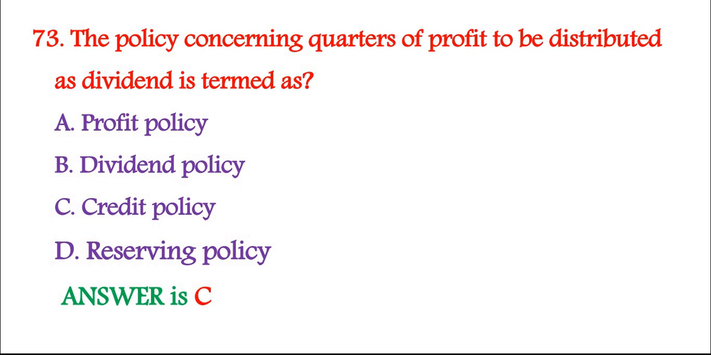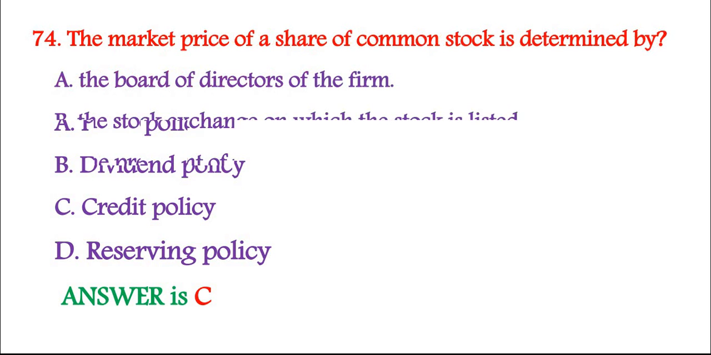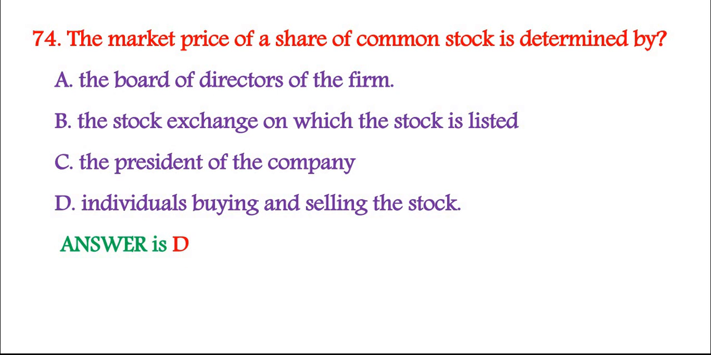73. The policy concerning quarters of profit to be distributed as dividend is termed as? A. Profit policy, B. Dividend policy, C. Credit policy, D. Reserving policy. Answer is C. 74. The market price of a share of common stock is determined by? A. The board of directors of the firm, B. The stock exchange on which the stock is listed, C. The president of the company, D. Individuals buying and selling the stock. Answer is D.